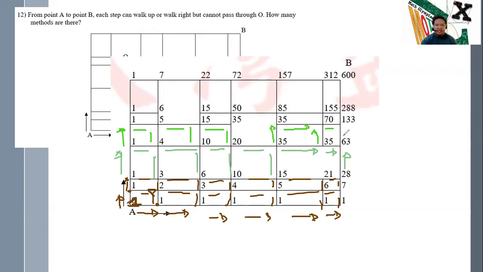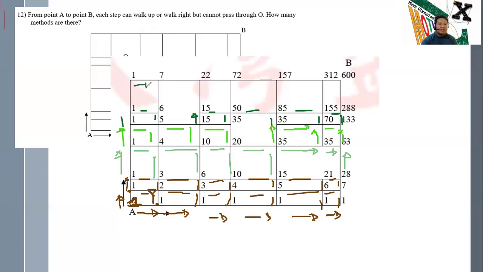70 plus 63, that's 133. And again, the same pattern as we go until we finish it up. So 1 plus 5, there's no going here. So that's only 15 going up. 15 plus 35, that's 50. 50 plus 35, 85. 85 plus 70, 155. 155 plus 133, that's 228.